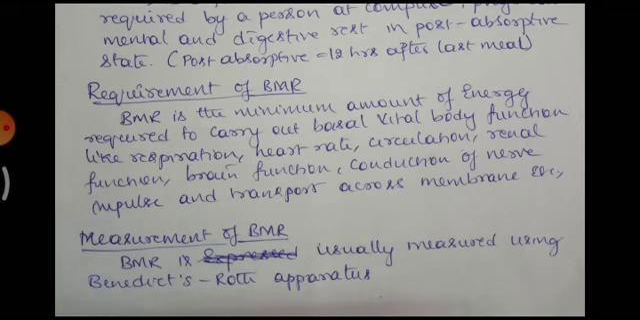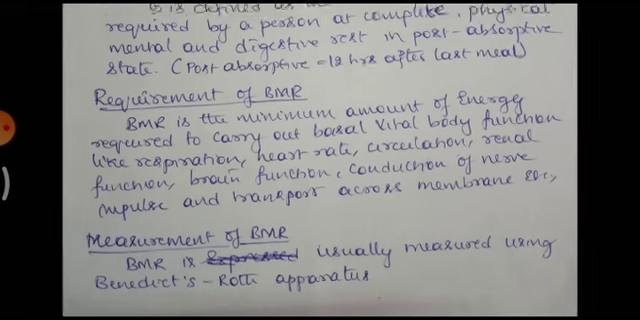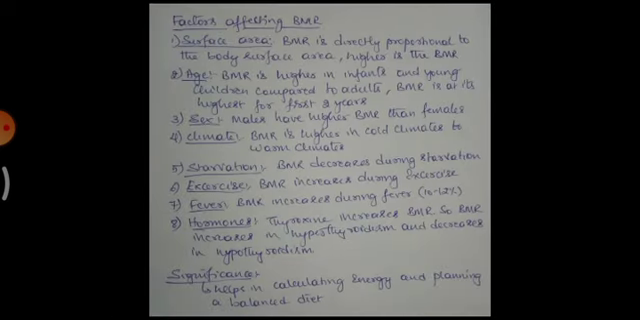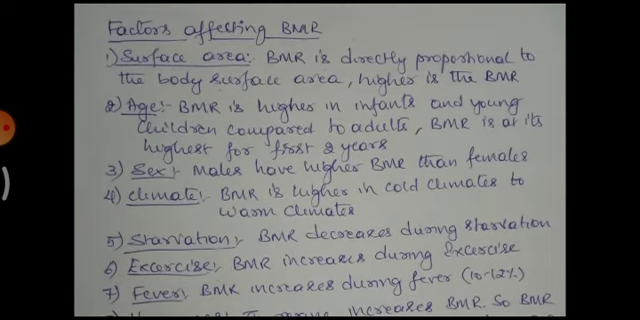So, measurement of BMR, as I told you, the person's energy requirement can be calculated. That is, BMR can be calculated, and the instrument used is the Benedict Roth apparatus. Using this apparatus, we can calculate the basal metabolic rate of a person. This is a very important topic because most of the questions will come regarding the definition of BMR and factors affecting BMR. Now we are going to discuss the factors affecting BMR.